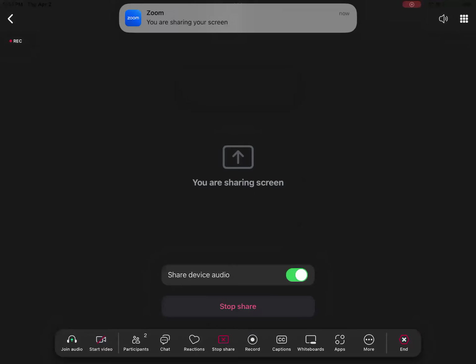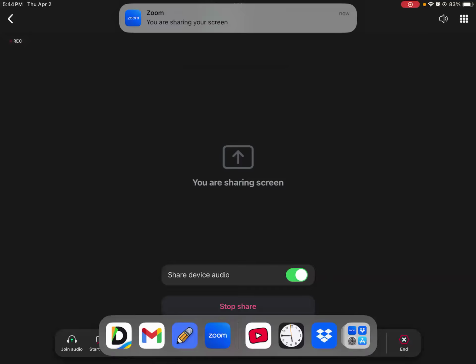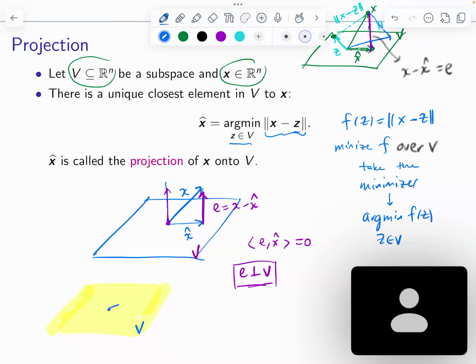Show the vector being on the subspace. In that case, what would be the orthogonal? Would there be no orthogonal vector? You tell me. So I have this subspace V, and then I have a vector which is in there. So what will be the projection?